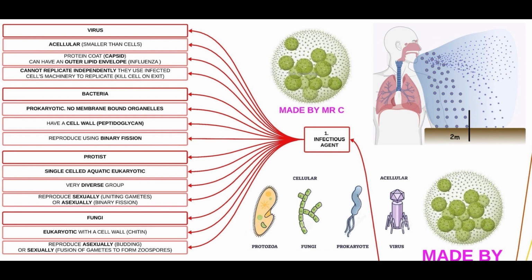Then there's fungi. Fungi are eukaryotic, but they have a cell wall made of chitin. They reproduce either asexually using budding or sexually using the fusion of gametes from zoospores.